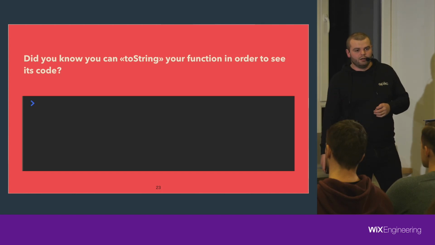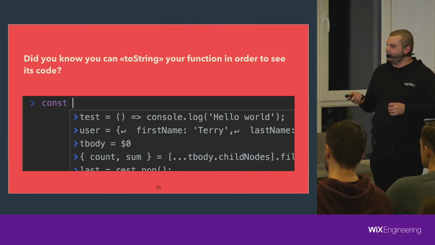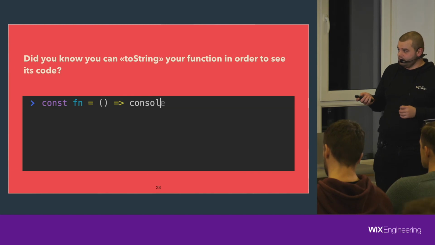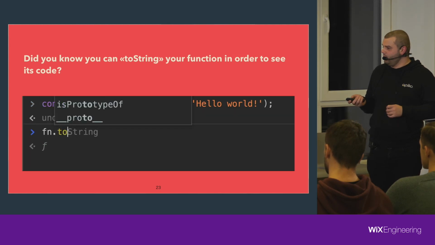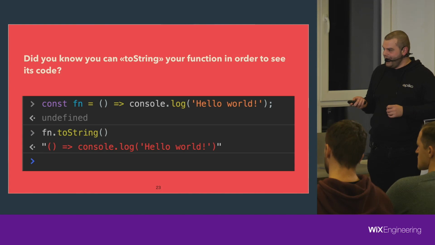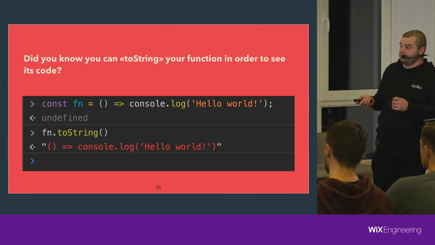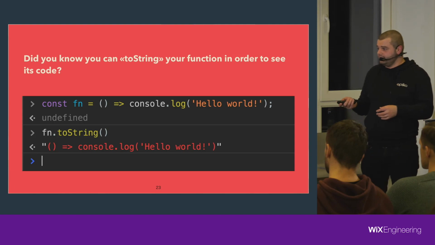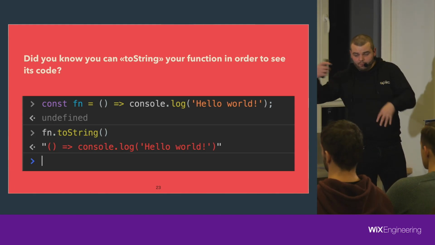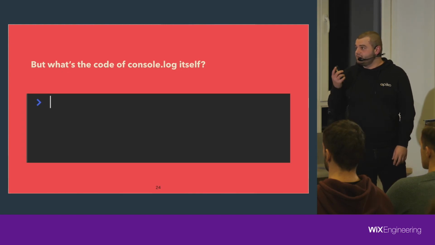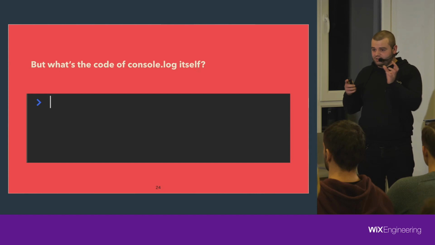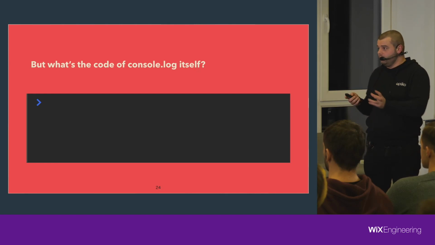How many of you knew it? Okay, let's explain. Basically, I define a function, and I can call toString on that function, and it prints me the function, and you can pass that string to eval and eval that code, basically. So let's try to use that toString trick on the console log.